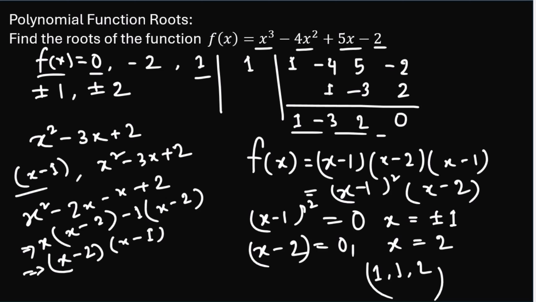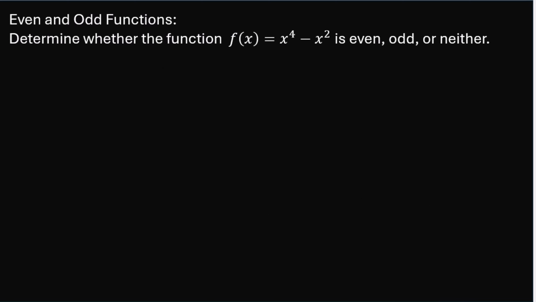So today our last problem is even odd function. So determine whether the function f of x equals x to the power 4 minus x to the power 2 is even, odd, or neither. So if you have already seen my previous video, the problem looks different, but almost the problem is the same. So we need to just prove whether the function is even or odd.